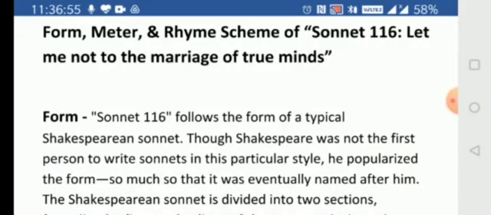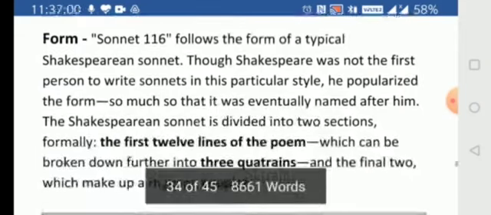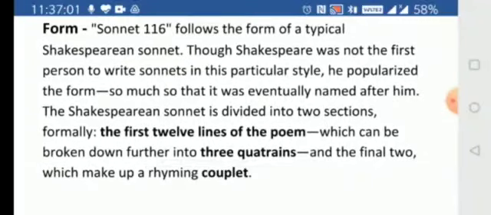Sonnet 116 follows the form of a typical Shakespearean sonnet. Though Shakespeare was not the first person to write sonnets in this particular style, he popularized the form so much so that it was eventually named after him. The Shakespearean sonnet is divided into two sections formally. The first 12 lines of the poem, which can be broken down into three quatrains.